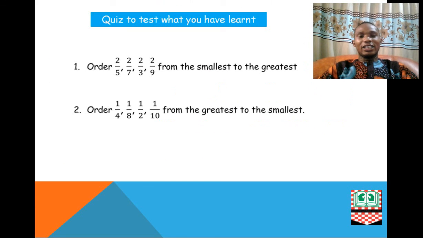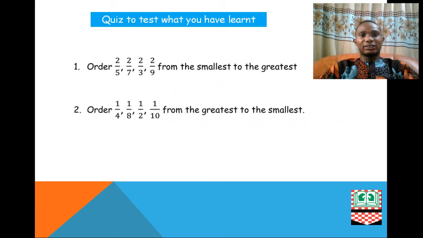Okay. I need you to quickly answer this quiz on the explanation I just gave. The first one, order 2 over 7, 2 over 7, 2 over 3, 2 over 9 from the smallest to the greatest, and the other one from the greatest to the smallest.